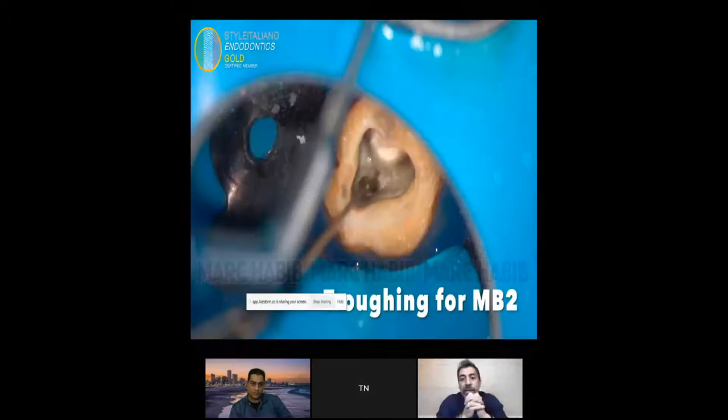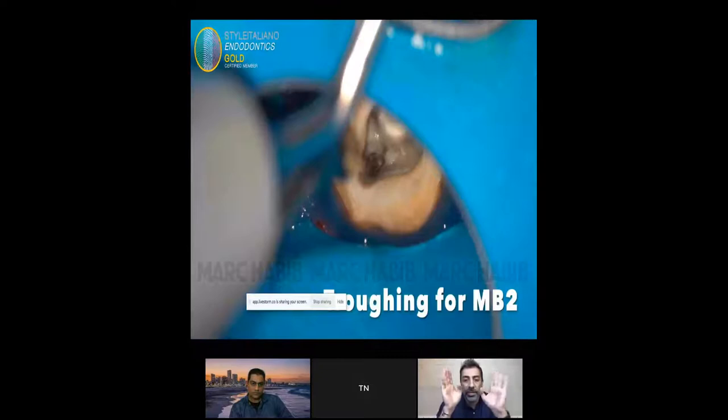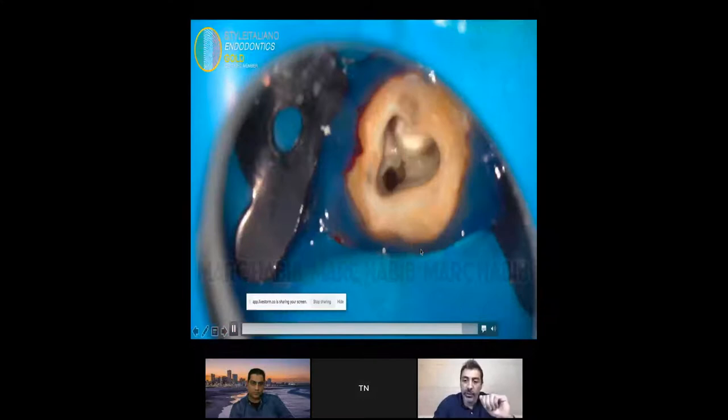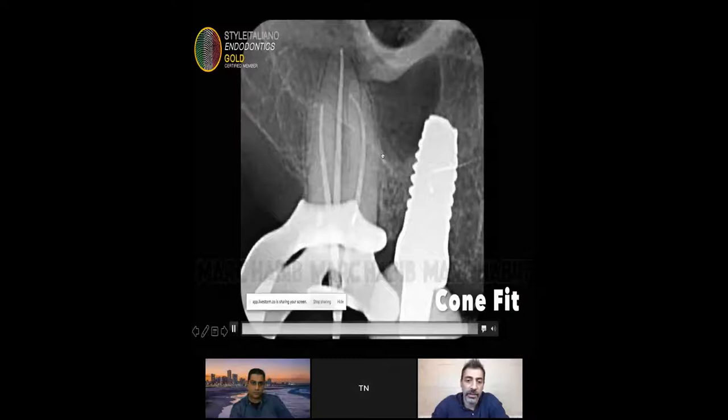So at a certain phase here, I'm going to stop, and that's it. There's no MB2 canal. We are not going to over-treat our case. And this is the aspect after the troughing. This is the confit, and this is the final obturation.